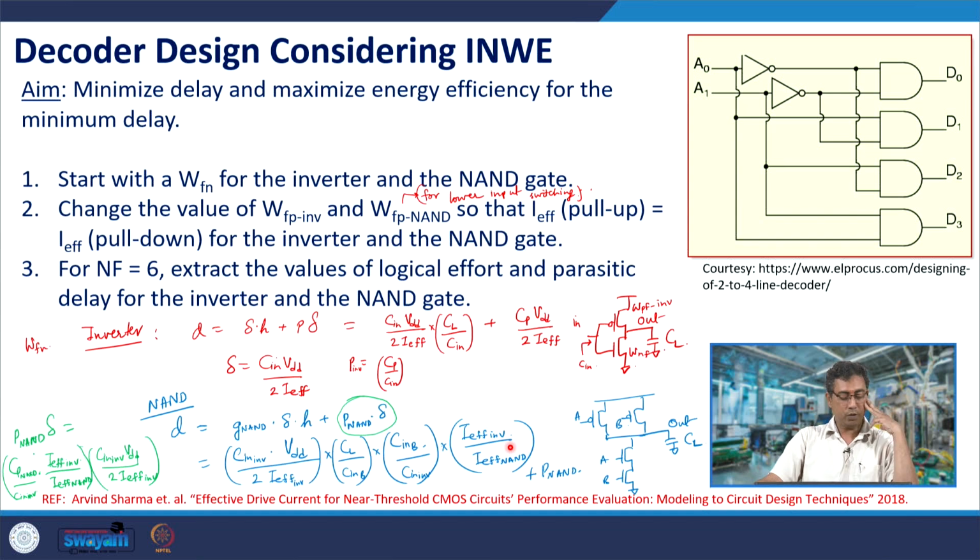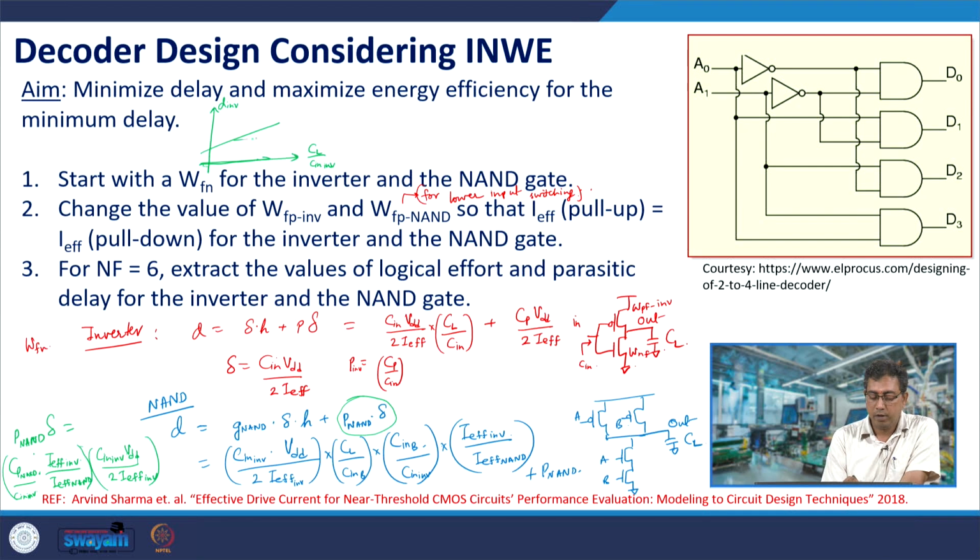So, what will we first do? We will extract the values of logical effort and parasitic delay of the inverter and the NAND gate from the delay versus C out by C in plots. How would we do that? So, for the inverter we would have delay of inverter versus CL by C in inverter. So, you have a straight line, the slope is delta and this is P inverter.